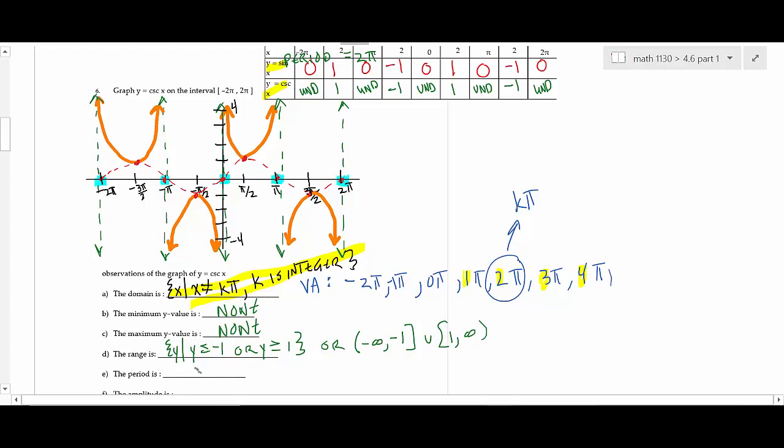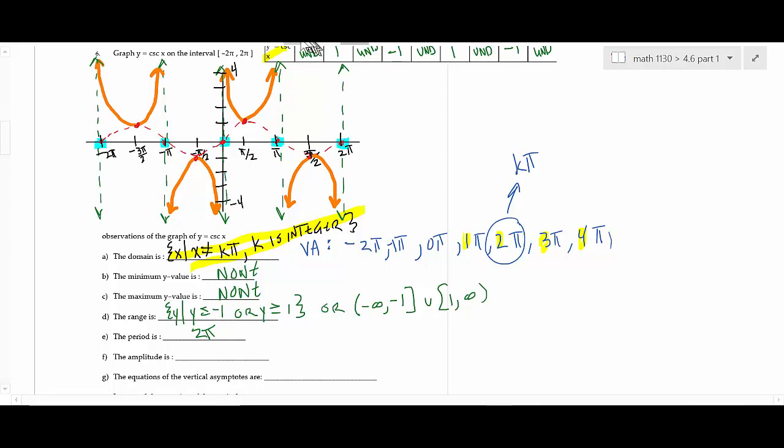The period is 2 pi, and let me show you what that is. Basically, you have 5 key points. You have an asymptote, you have that minimum, you have another asymptote, you have this maximum, and then you have that asymptote. So it's like 1, 2, 3, 4, 5. That distance from 0 to 2 pi is 1 period. So it's just the 3 asymptotes and the 2 U-shapes. That's what defines the period on a cosecant.